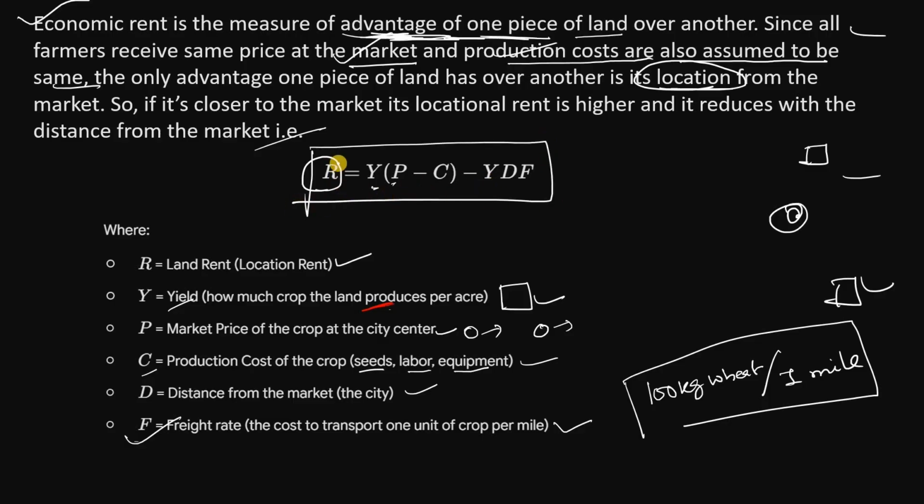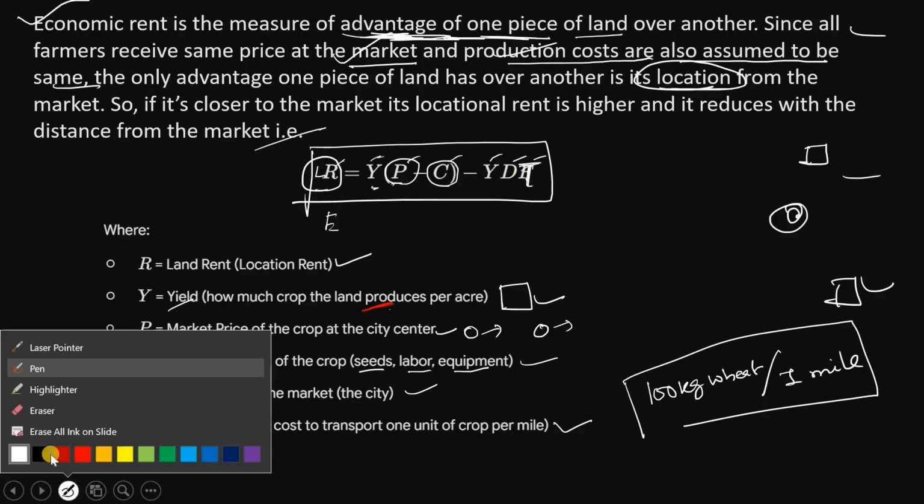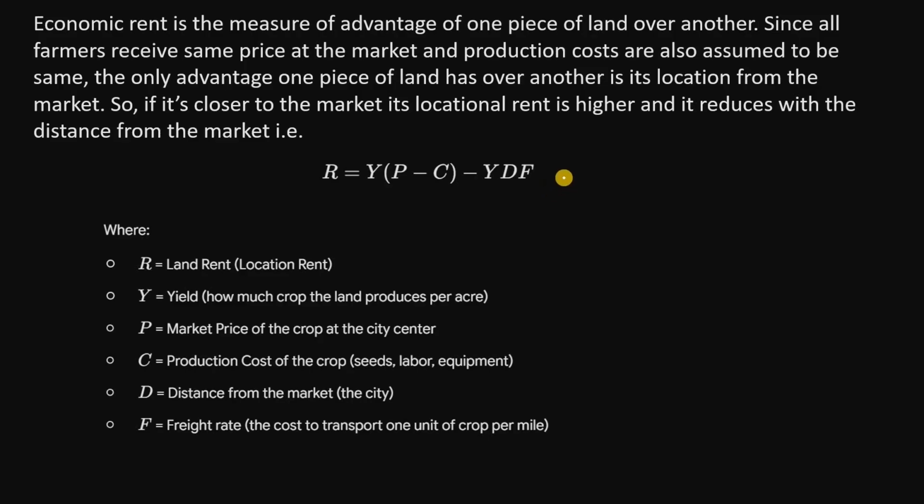Another thing you should keep in mind: the formula is the same everywhere, but the representative letters are changed in different books. Sometimes it is written as LR, sometimes as E, sometimes P. The F, freight, is sometimes written as T, for transportation cost. So there will be some changes in some books, so do not get worried about that. You just keep in mind the equation.